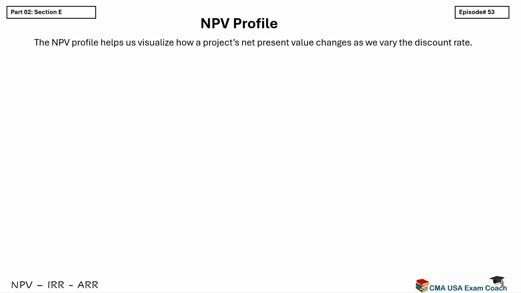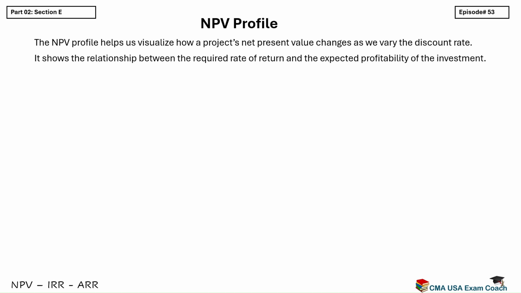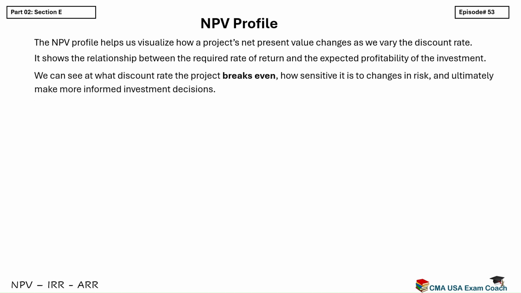The NPV profile helps us visualize how a project's net present value changes as we vary the discount rate. It shows the relationship between the required rate of return and the expected profitability of the investment. By studying the NPV profile, we can see at what discount rate the project breaks even, how sensitive it is to changes in risk, and ultimately make more informed investment decisions.